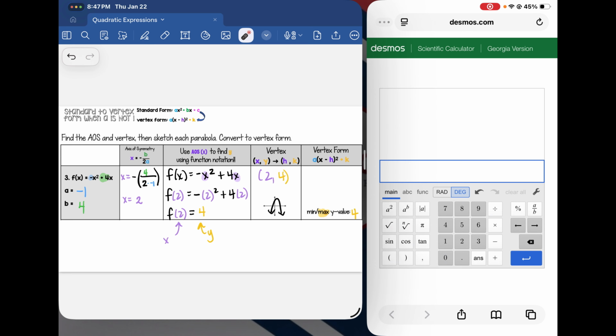Well, what is the a value? -1 times x minus h. What is your h value? 2 squared plus your k value. What is your k value? +4.